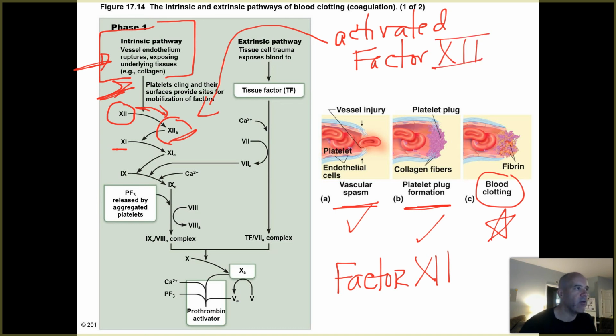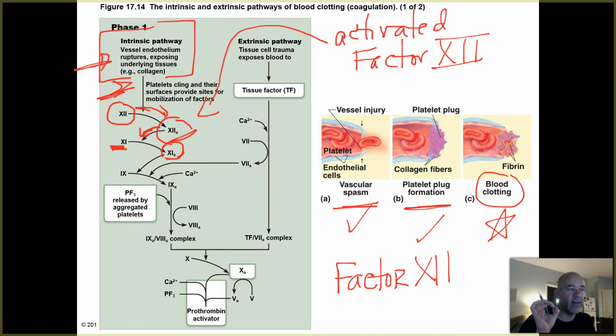Okay, and then notice if we follow the arrows here, once factor 12 has been activated, it functions as an enzyme, and it's going to take factor 11, which is in an inactive form. It's in a procoagulant form, and it's always circulating around in your blood in that form, not doing anything. But when you have activated factor 12, that clotting factor takes factor 11 as a procoagulant and converts it to active factor 11.